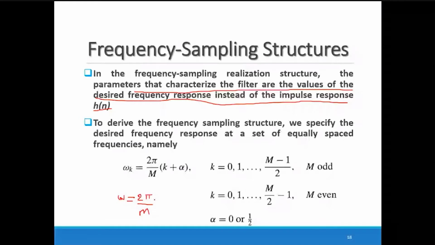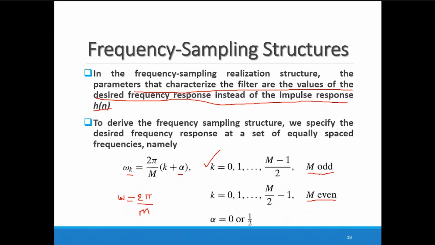But here the value k is introduced as well as alpha. So omega k is equal to 2 pi by m into k plus alpha. For the value of k, if m is odd, then k is equal to 0, 1 up to m minus 1 divided by 2. If m, the number of points we have taken, is even, then k is equal to 0, 1 up to m by 2 minus 1. This is the only change.